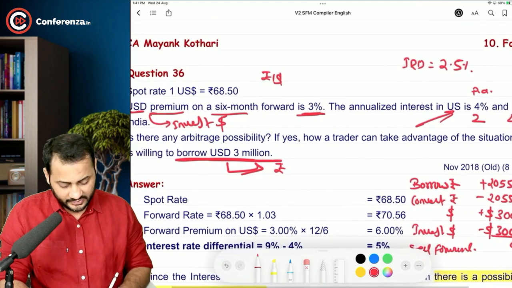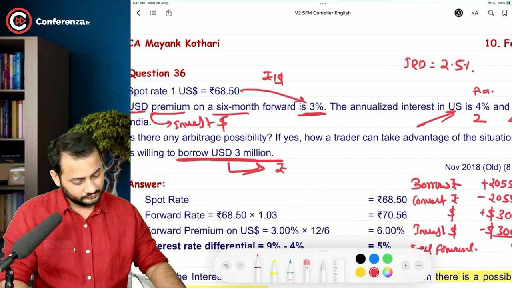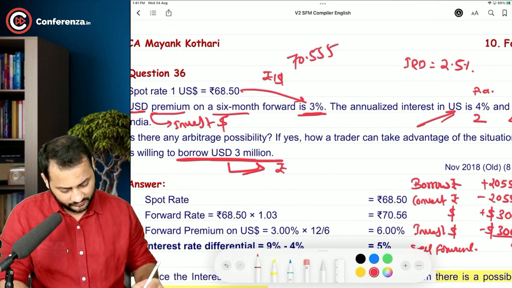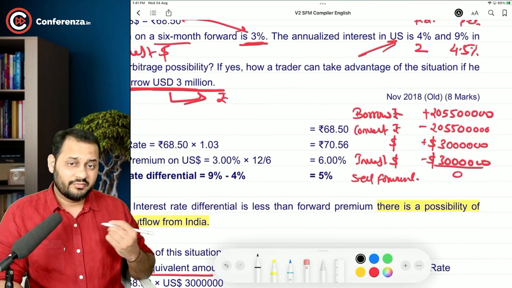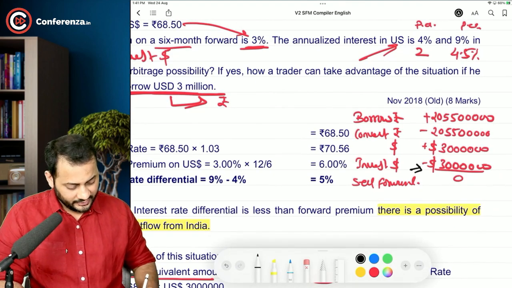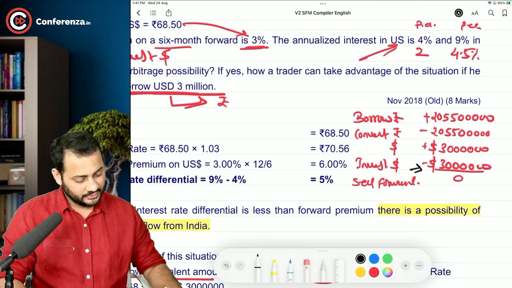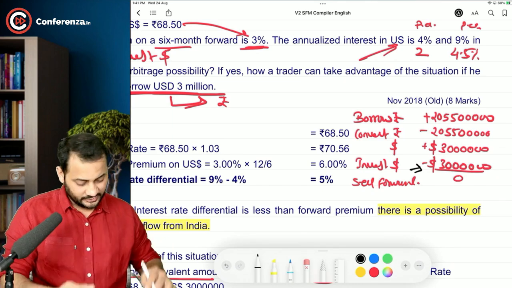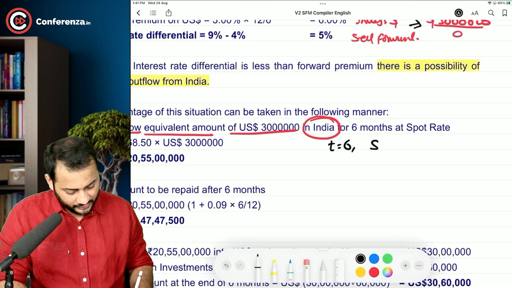The forward rate can be easily calculated by increasing 68.50 by 3%, which comes to 70.555. Now understand what will happen after 6 months. You will receive interest on this. How much? 2% on the dollars. So 3 million plus 2% comes to 3.06 million. Let me write it here. So after 6 months, what will happen? You will receive the dollar 306.